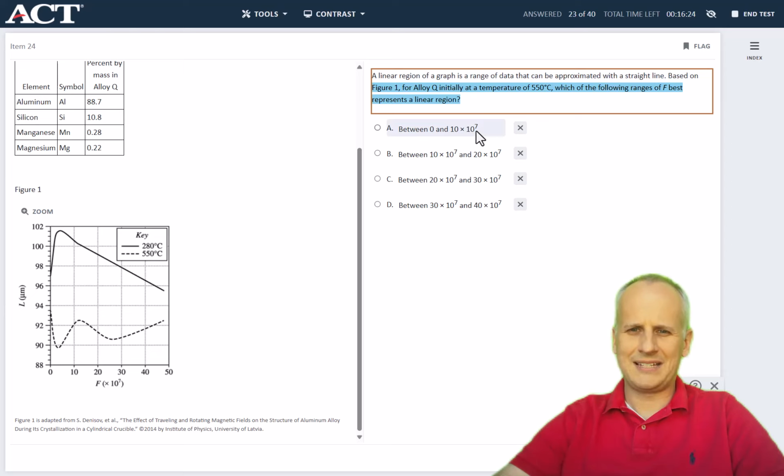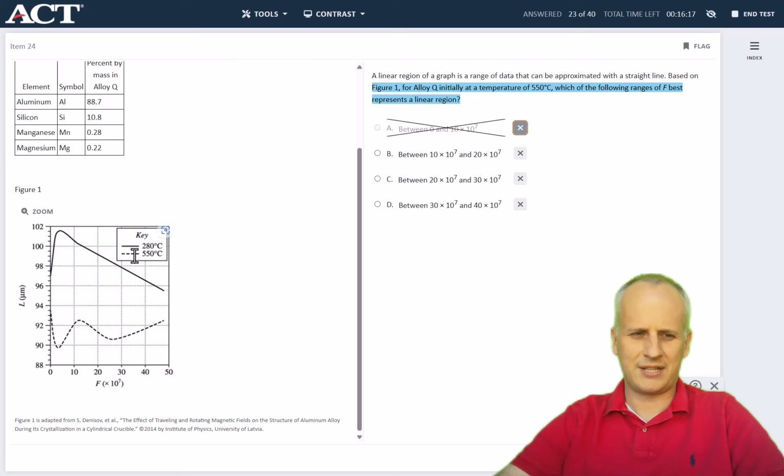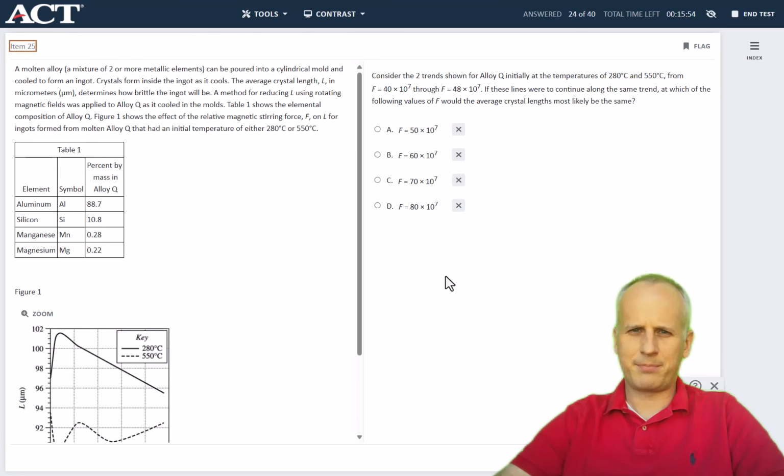Between 0 and 10 times 10 to the 7th power, well, absolutely not. It's kind of like a parabolic function. We'll eliminate choice A for that reason. Choice B, 10 to the 7th and 20 to the 7th. Well, it goes up and then it goes down. That's not a line, so we can eliminate choice B. Then choice C, once again, kind of parabolic. Eliminate that, between 20 and 30 times 10 to the 7th power. But then from 30 to 40, it's pretty much a straight line, and that's going to be our correct answer. Moving on to the next problem.